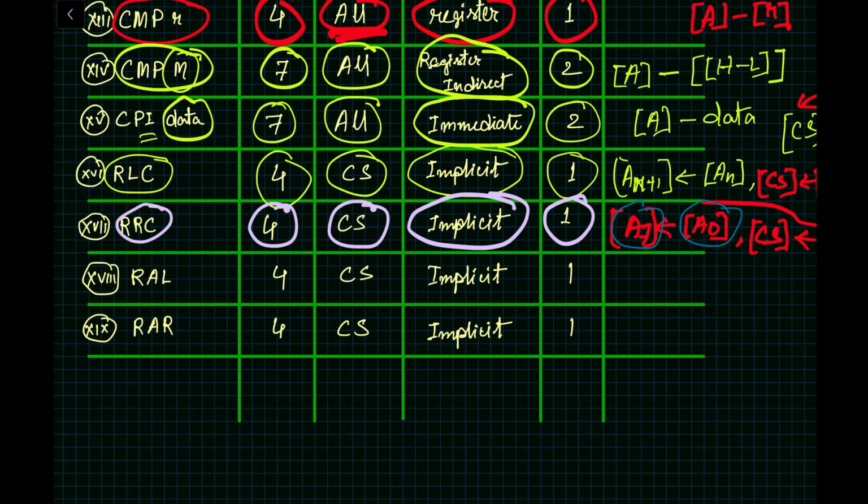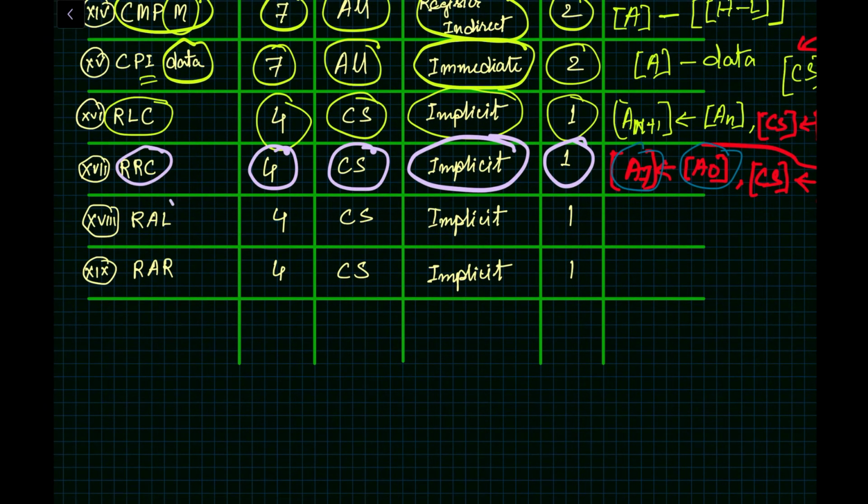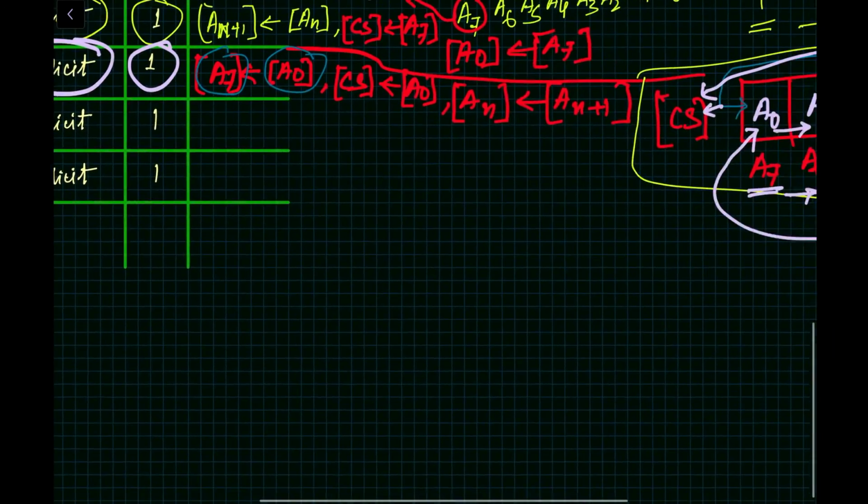Next we have only 2 instructions left. One is the RAL and the other is RAR. These are similar, but we have to keep in mind that now we have to consider the carry status flag along with the content of the accumulator. So let me show you here.